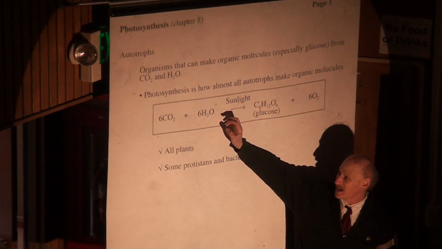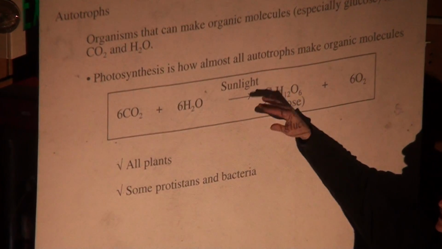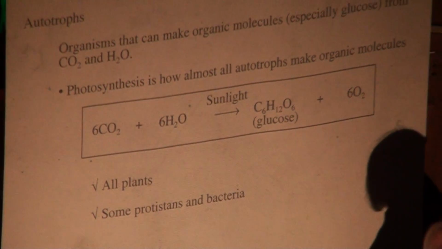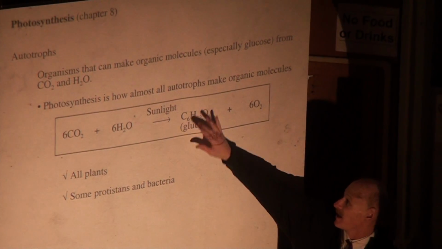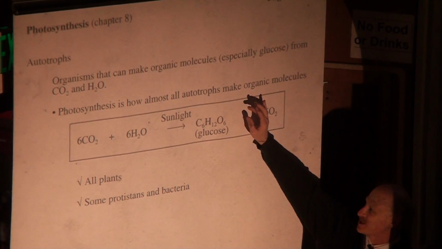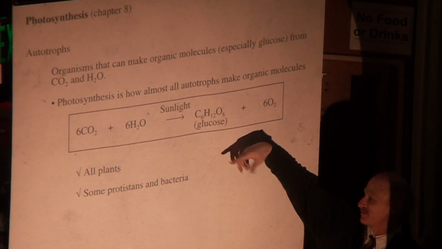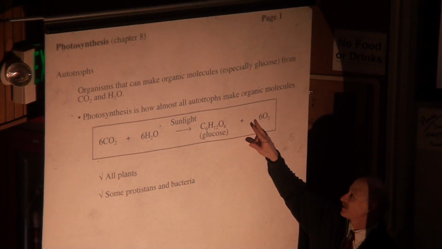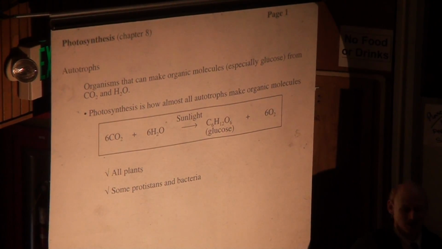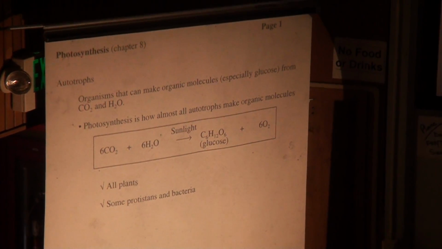And combining those 2 molecules, using the energy of sunlight for the reaction, the plant is able to generate a glucose molecule, C6H12O6, and also in that chemical reaction as another product, 6 molecules of oxygen are produced, most of which just gets released into the atmosphere.